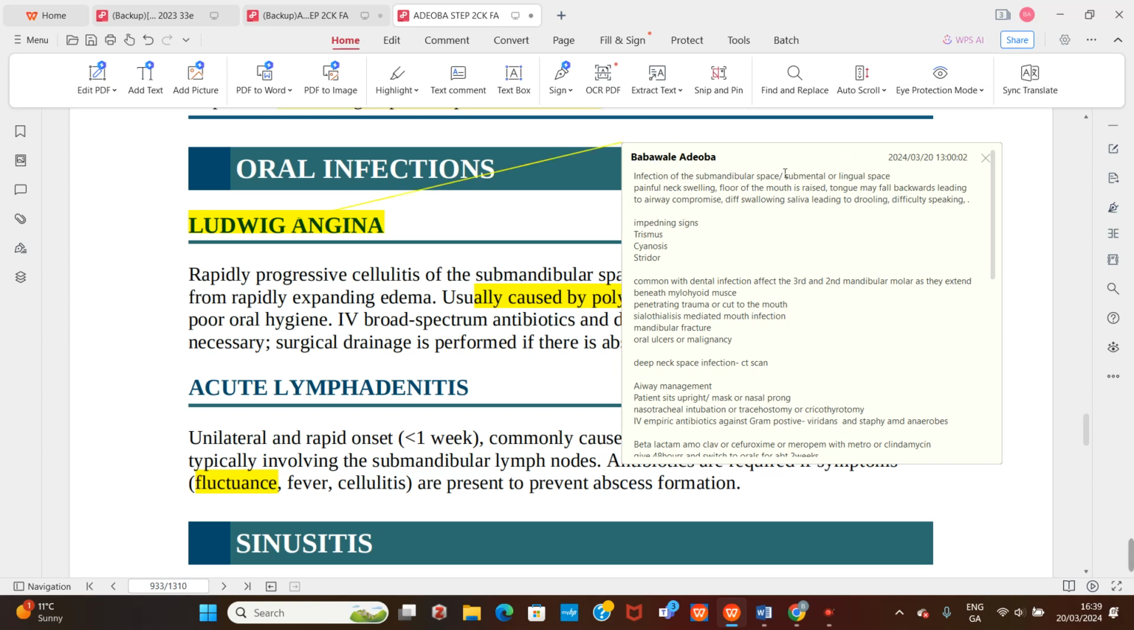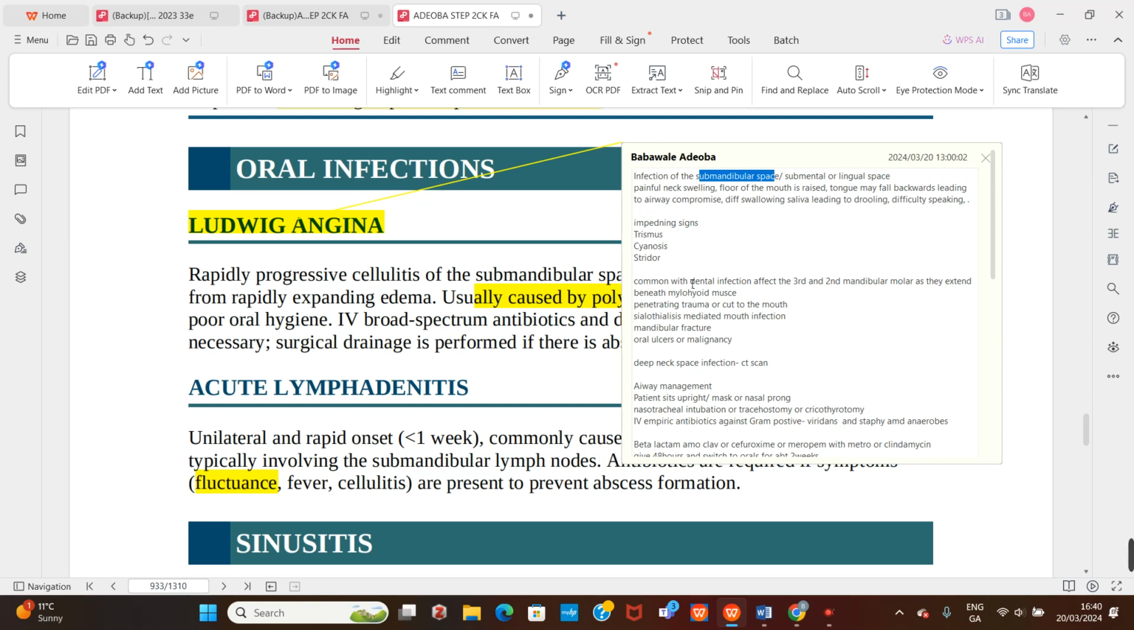is the submandibular space. And for the implicating organisms, you have to think about the gram-positive, particularly the viridans, Staph aureus, and the anaerobes. Don't forget the commonest cause of Ludwig angina, which is infection of the submandibular space within the floor of the mouth, is when you have dental infection, particularly involving the second and the third molar.